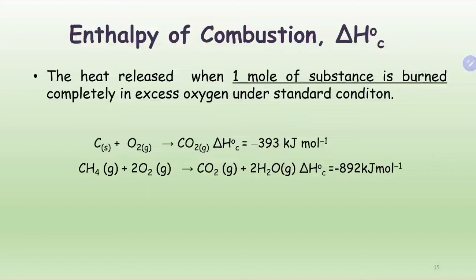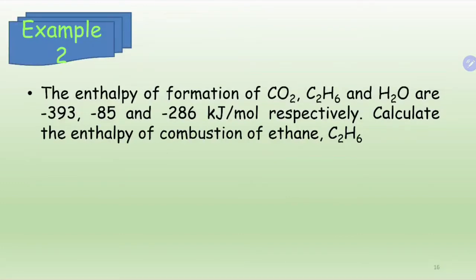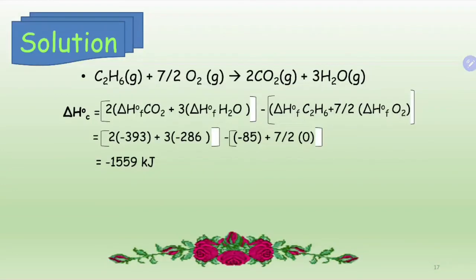Water is obtained when hydrogen is completely oxidized. The enthalpy of combustion is negative 892 kilojoules per mole. In this example, we will look at how to calculate enthalpy of combustion based on the formula we have discussed in the enthalpy of formation topic. The reaction is given, and from the reaction, we can calculate the enthalpy of combustion. The enthalpy of combustion is negative 1559 kilojoules.